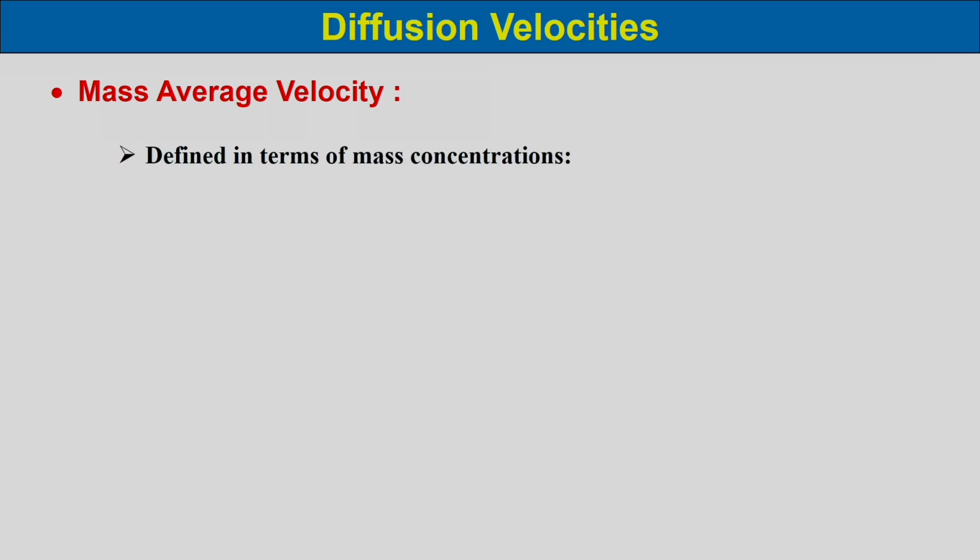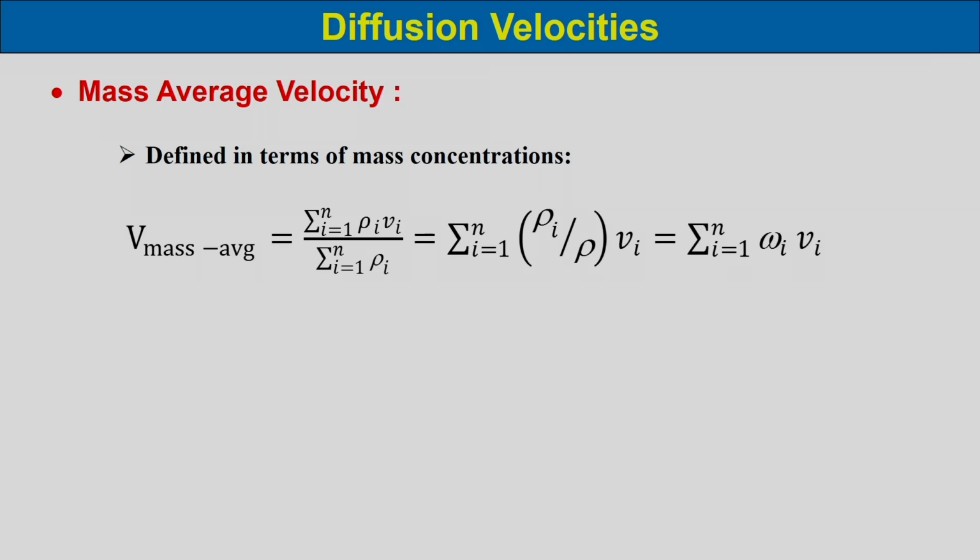Now, we have to understand the different diffusion velocities. The diffusion velocities are of two types. One of them is the mass average velocity. The mass average velocity is defined in terms of the mass concentration. So, V mass average is equal to summation over i equals 1 to n rho i V i, divided by summation over i equals 1 to n rho i.